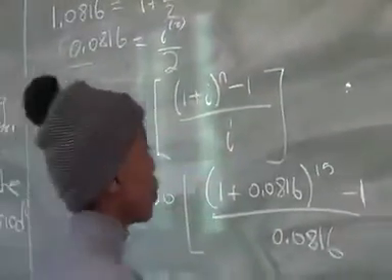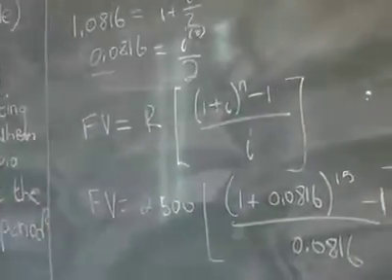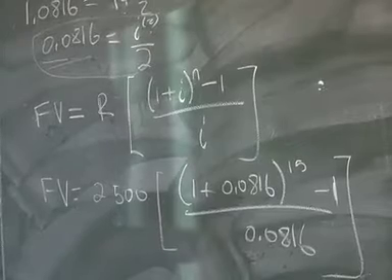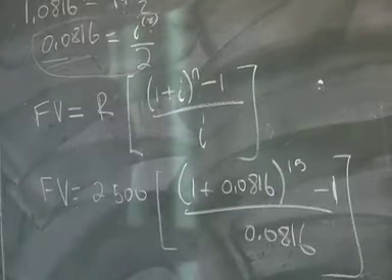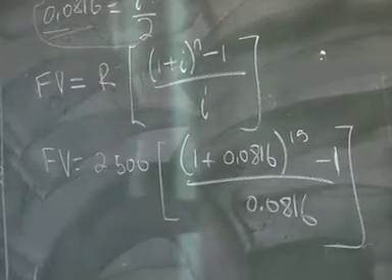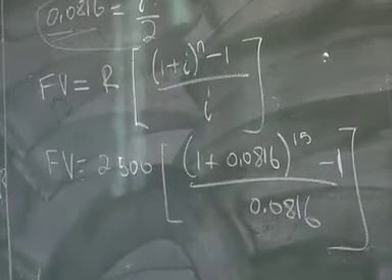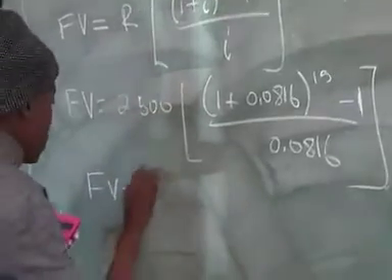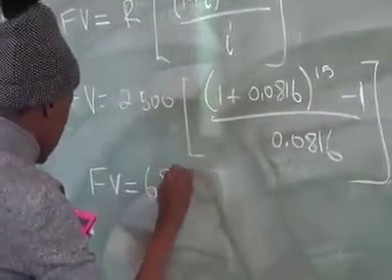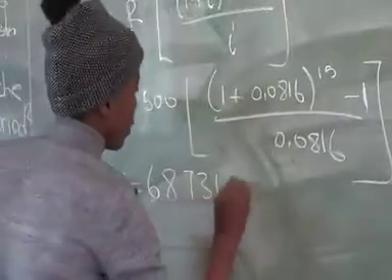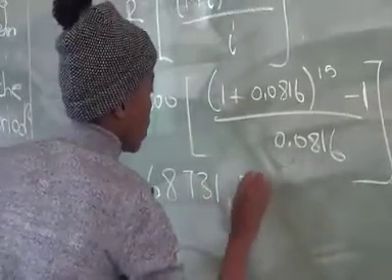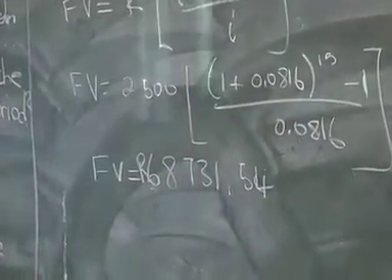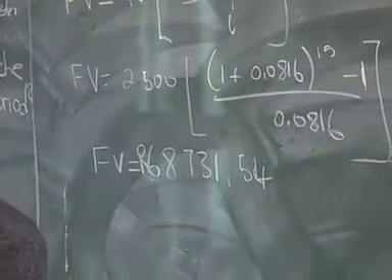In place of i, when plugging this entire thing into my calculator, I must get the total future value that I must have after making 15 semi-annual payments. Let me quickly plug this into my calculator. So the answer that I have here is a future value of 6,871.54. This is the answer we must end up with after making all the calculations. Let me quickly confirm the answer inside the book.